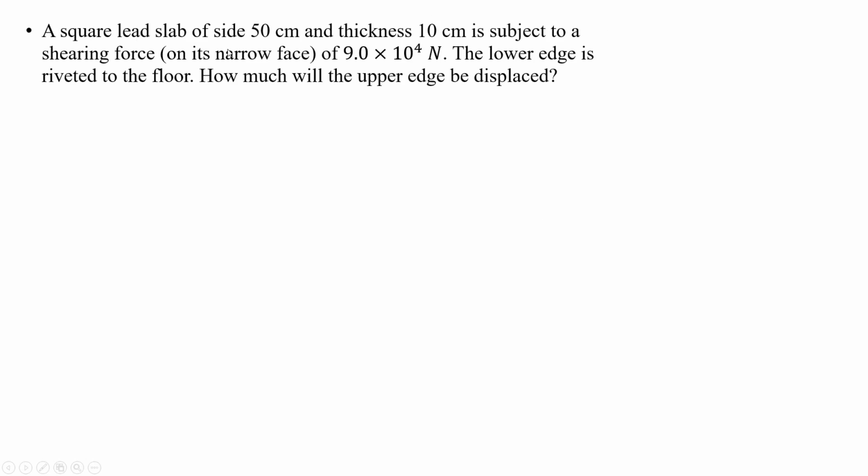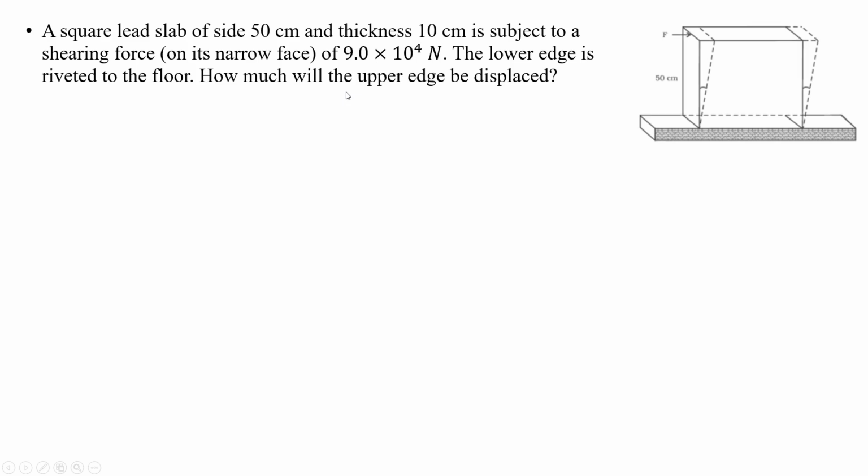A square lead slab of side 50 cm and thickness 10 cm is subject to a shearing force on its narrow surface. That is given, shearing force is 9.0 into 10 raised to the power 4 Newton. The lower edge is riveted to the floor. How much will the upper edge be displaced? So here you can say this is a square lead block and a shearing force is applied on it, and as a result it is displaced. You have to find how much it has been displaced.